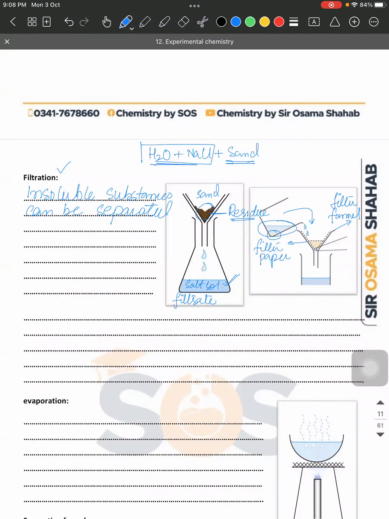If we want to filter something, if we want to remove something insoluble from the substance, we need to set up a whole procedure, a whole experiment, a whole instrument, right? So this is the whole instrument.